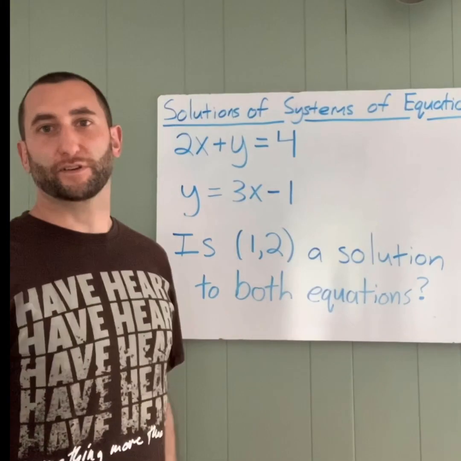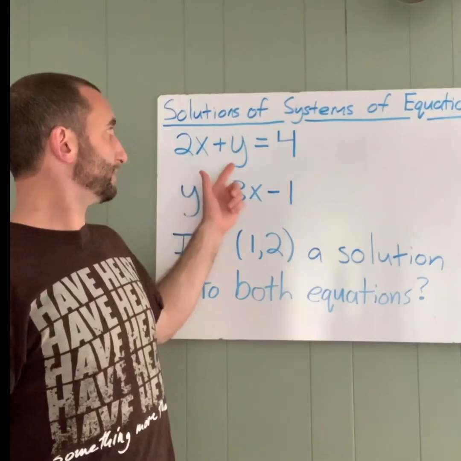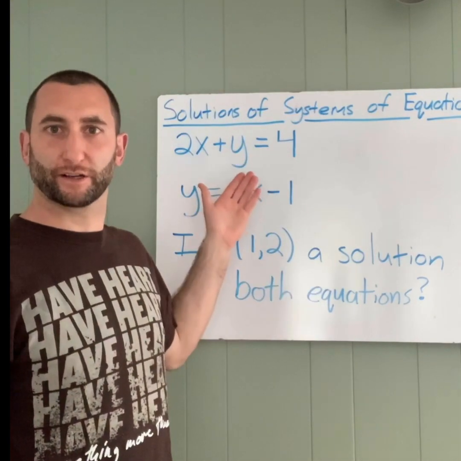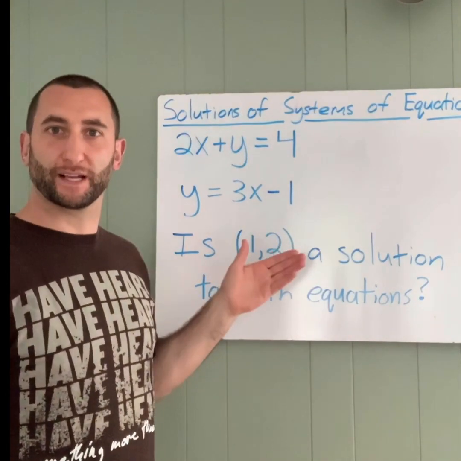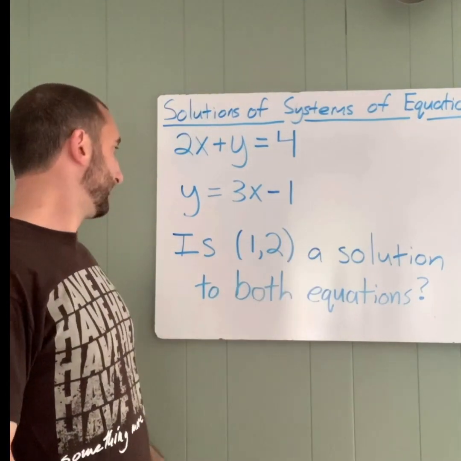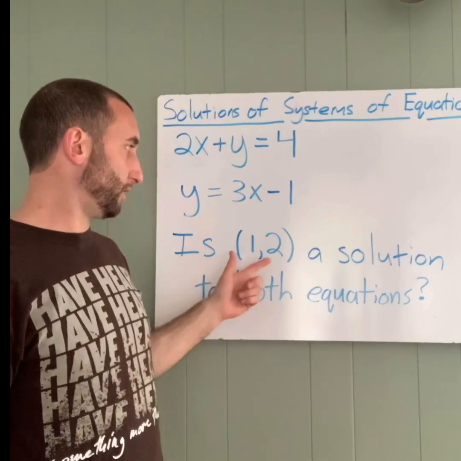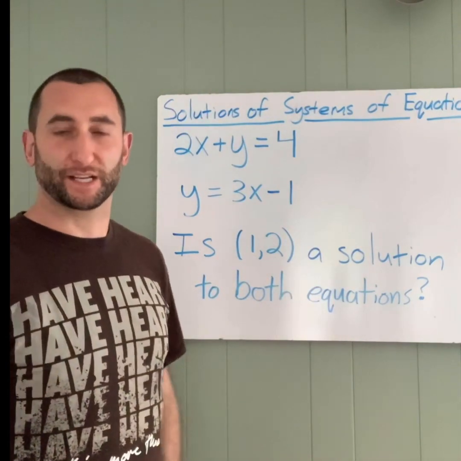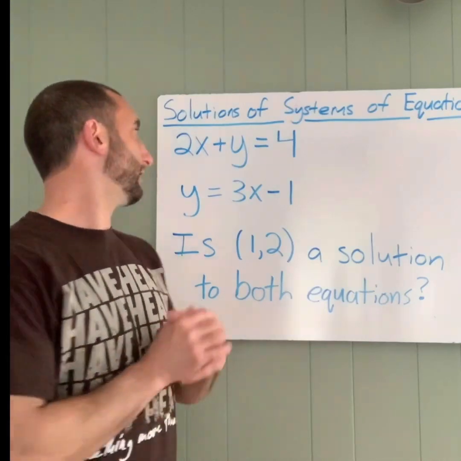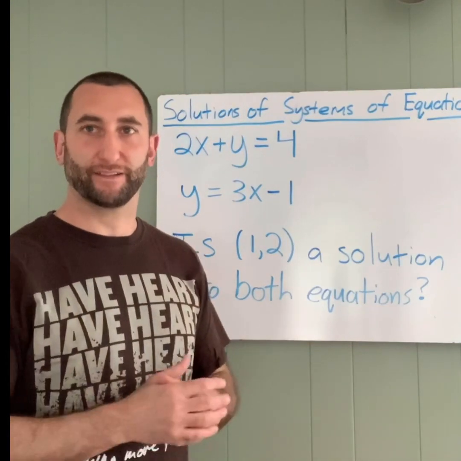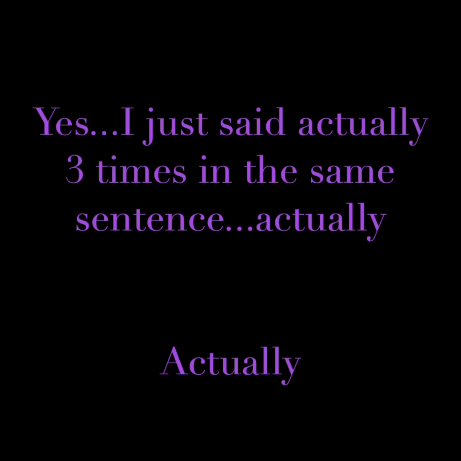All right, so here's the first question. 2x plus y equals 4. We have a linear equation in standard form. Y equals 3x minus 1. We have another equation in slope-intercept form. And the question is, is the point 1, 2 a solution of both equations? Now, before I show you how to solve this, which is actually easier than you're thinking, let me show you what this actually looks like on a graph and explain to you what they're actually looking for.